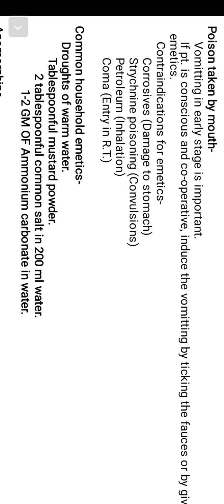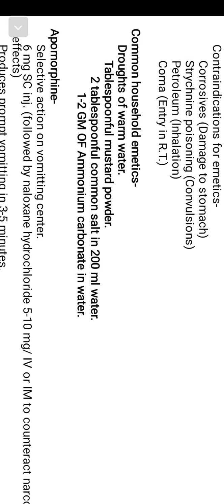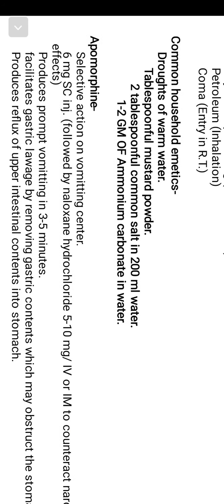These cases where emetics are contraindicated are corrosive poisons, where the stomach and esophagus have been burnt, corroded; strychnine poisoning, Nux vomica poisoning, where I just give an example, Nux vomica, or any other poison which is having the signs and symptoms of convulsions. Then petroleum or inhaled poison. The inhalation can occur in case of petroleum because of its vapors; and coma or unconscious patient, where you cannot go for induction of vomiting.